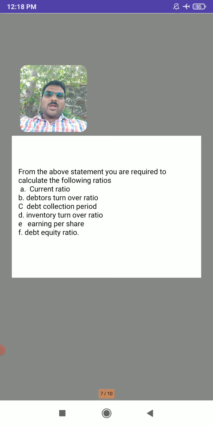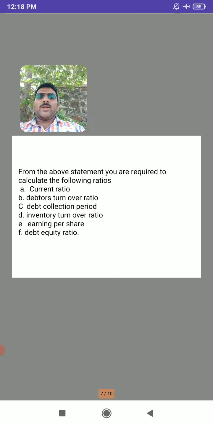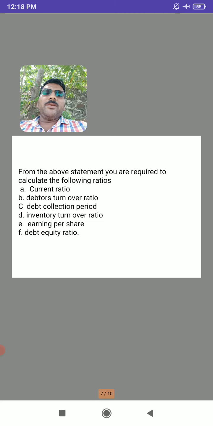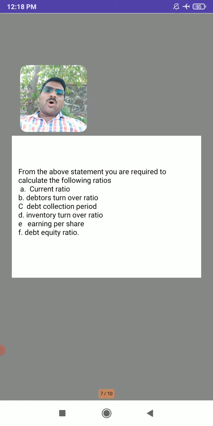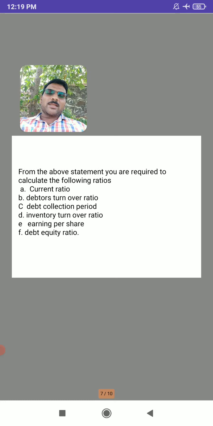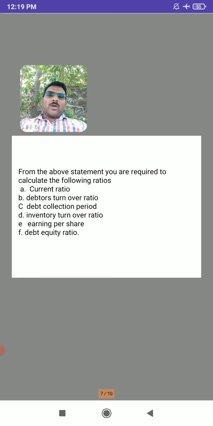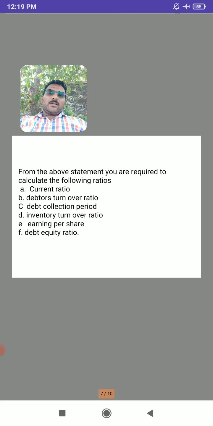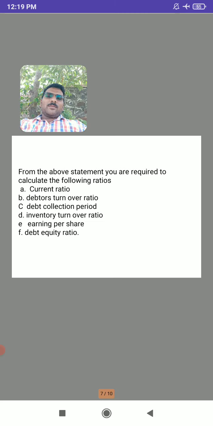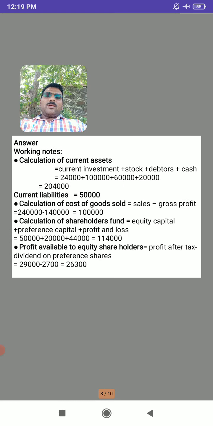So this is also a mixture of ratios. Here we have to calculate all these, and we have seen one thing in all sessions: in all problems the current ratio is asked, the debtors turnover ratio is also asked, and the debt equity ratio. I hope these are important ratios which are to be studied very carefully for the purpose of examinations. So first of all, we will move to the answer, that is, the working notes.